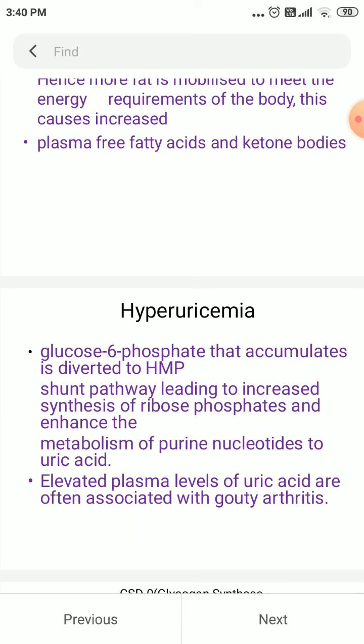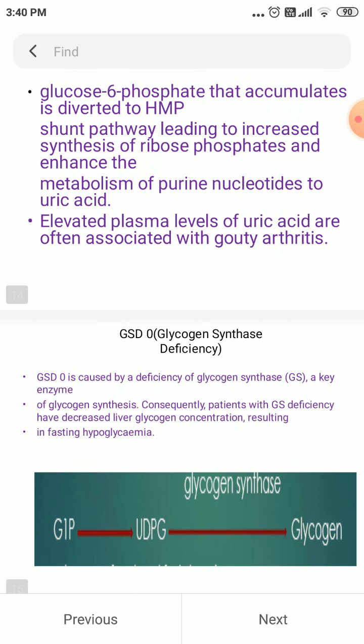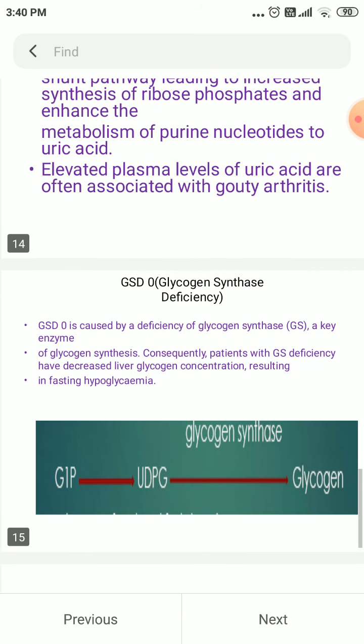So we are going to end up with the gouty arthritis disease because of the excessive production or elevated level of uric acid in the blood. Coming to glycogen storage disease, it is associated with a particular enzyme deficiency, that is glycogen synthase enzyme deficiency, which is the main enzyme involved in the synthesis of the glycogen molecule.